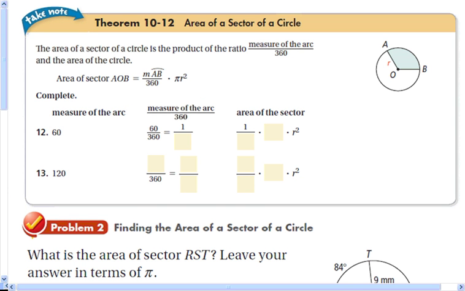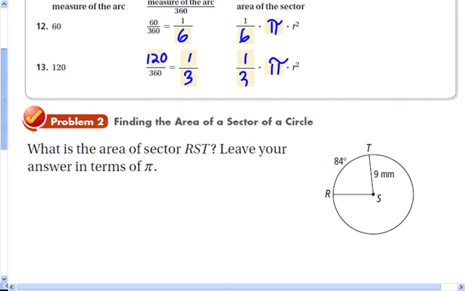All right, theorem 10.12, area of the sector of a circle. The area of a sector of a circle is the product of the ratio of the measure of the arc divided by 360 times the area. So this is the same as for finding the length of an arc. If the measure of the arc is 60, and we divide that by 360, we get 1/6. So the area of the sector is 1/6 times pi r squared. If it's 120, that is 1/3, so we get 1/3 pi r squared. So we're going to use that.